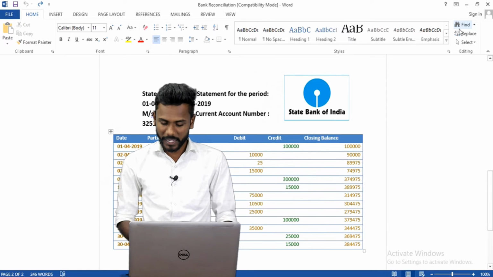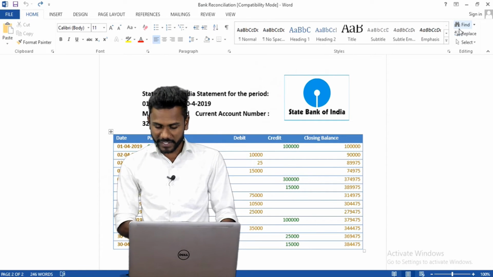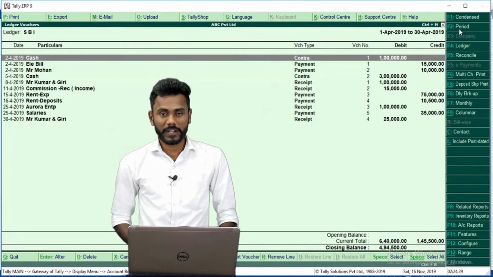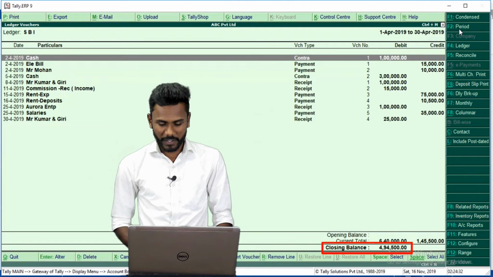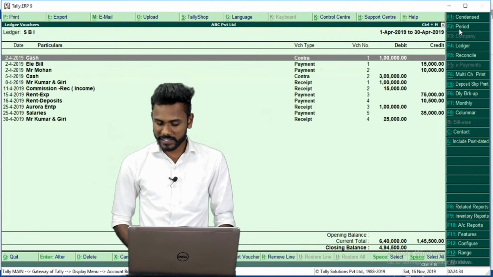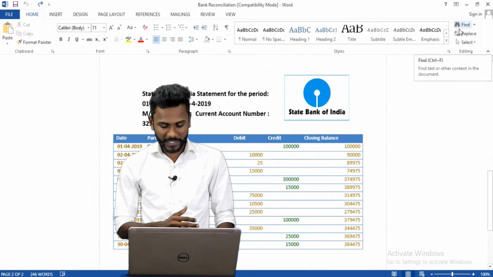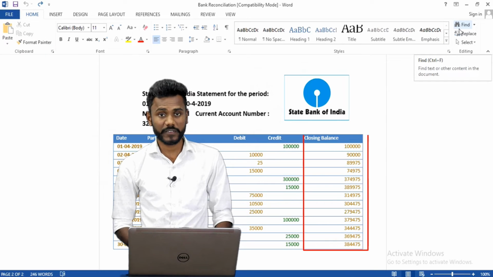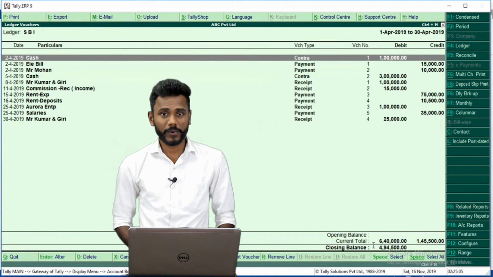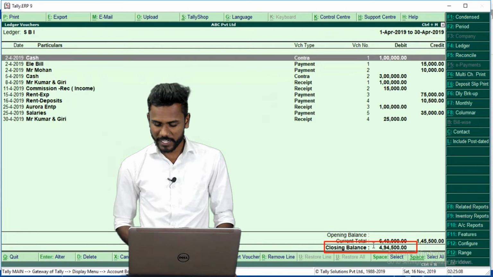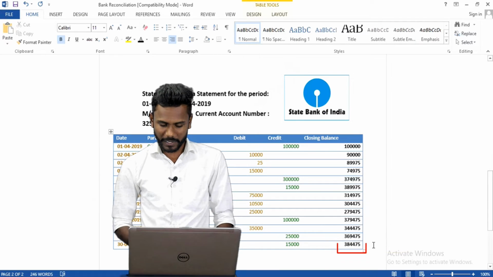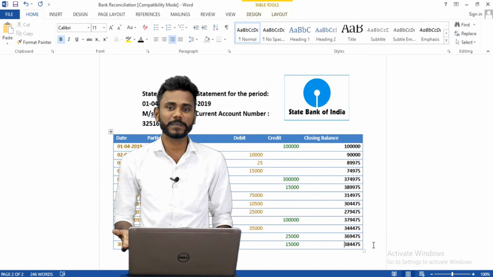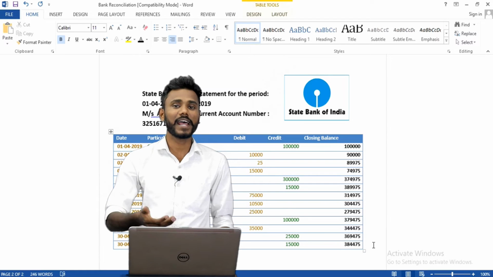You may find that the closing balance as per bank is 3,84,475 rupees. In my company book of account, the closing balance as per the ABC Private Limited bank ledger is 4,94,500, but when I open the bank statement, the closing balance is 3,84,475. So there is a mismatch between my closing balance and the actual bank closing balance.